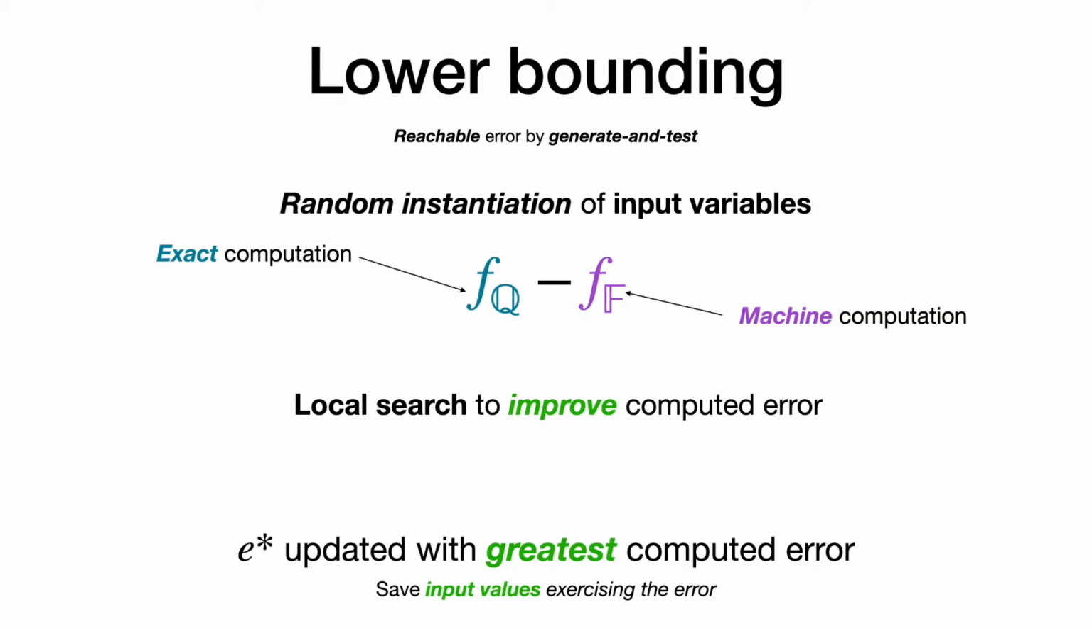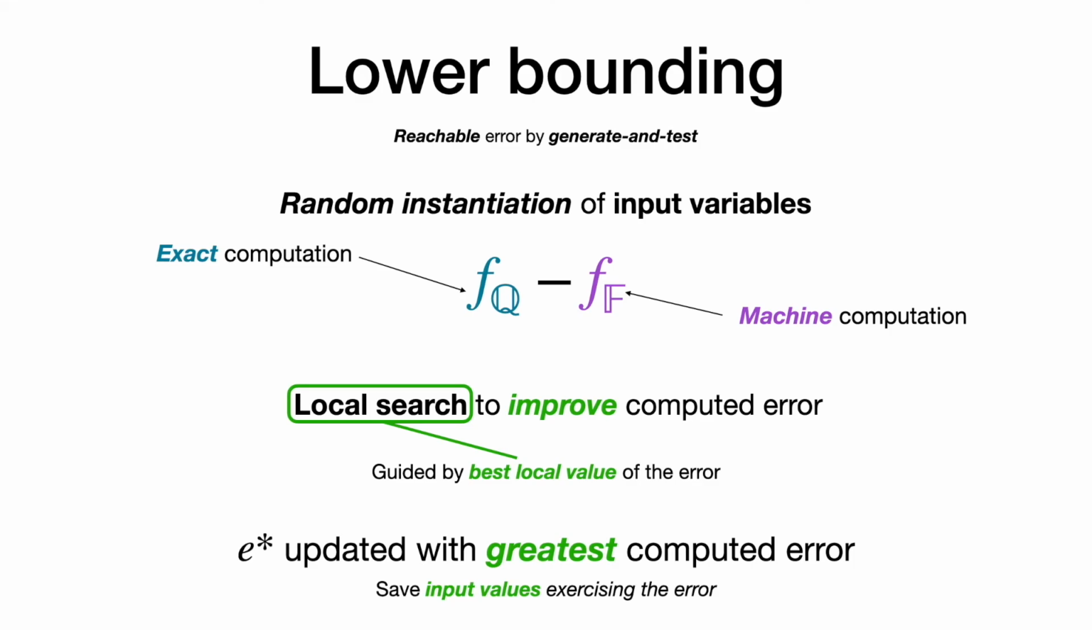Now, before doing another random instantiation, we can use a local search to improve the computed error. This local search will be guided by the best local value of the error. We'll compute the new error by also doing the difference between both functions. Finally, once the whole process is done, we can update our lower bound with the greatest computed error so far. We'll also save input values that can exercise this error.